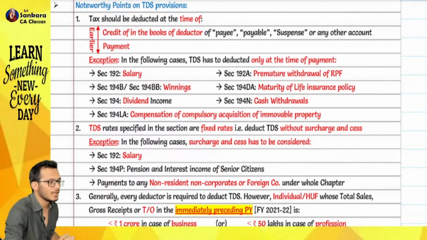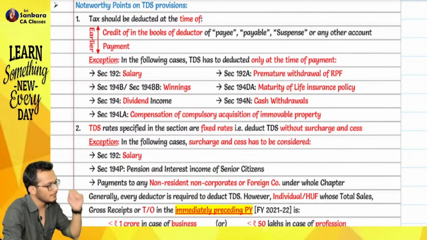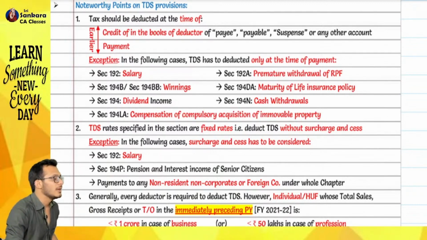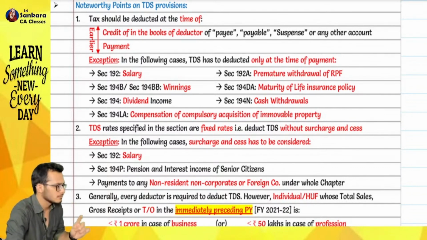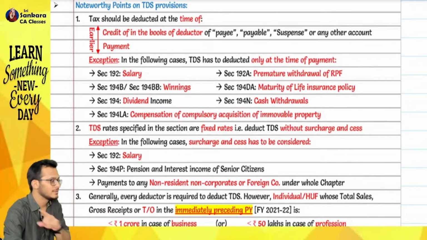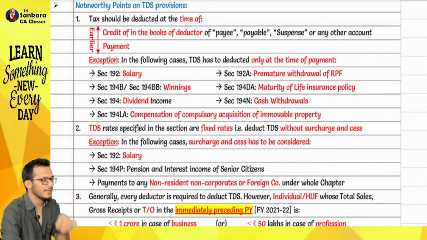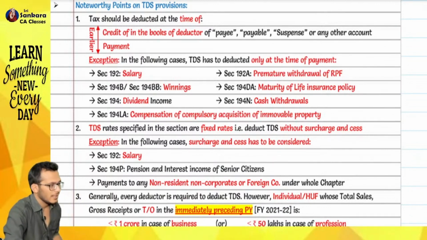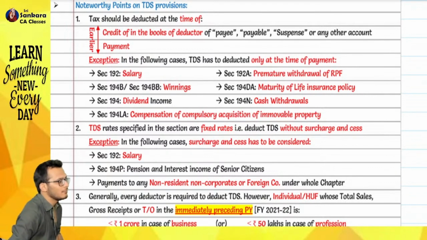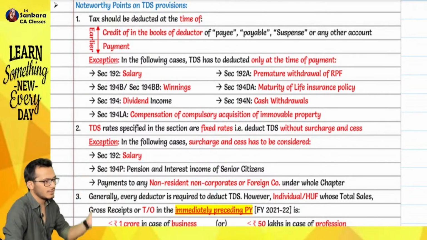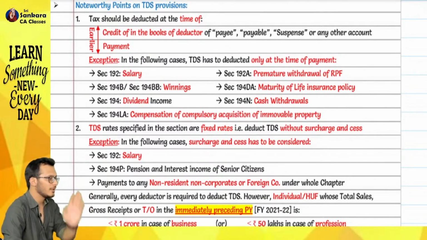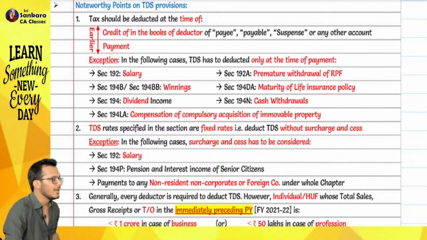Next question, who should deduct TDS? Income tax says everyone who is making a payment should deduct TDS, except for HIJACR: sections 194H, 194I, 194J, 194A, 194C, 194R. Except for these cases, everywhere you have to mandatorily deduct TDS.